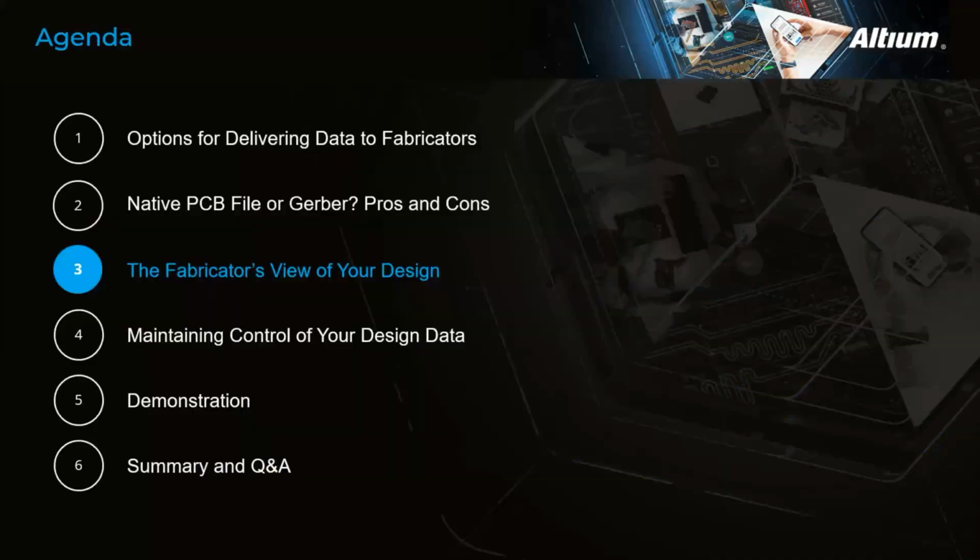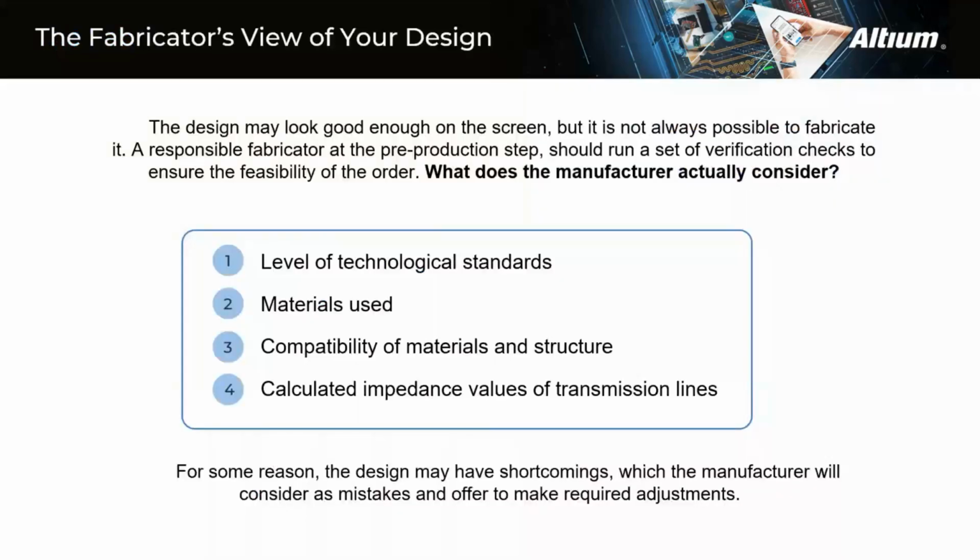Now let us discuss the fabricator view of your design. The primary feedback from the fabricator will typically focus on layer stack design and the placement and routing of your board. The first one is the level of technology standards used, materials used, compatibility of the materials and the structure, and calculating different values of the transmission rates. For some reason, the design may have shortcomings which the manufacturer will consider a mistake and offer to make the required adjustments. These are the things the manufacturer will be verifying after you share the Gerber with them.